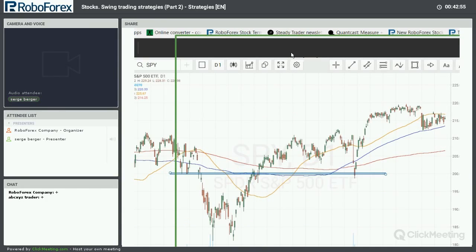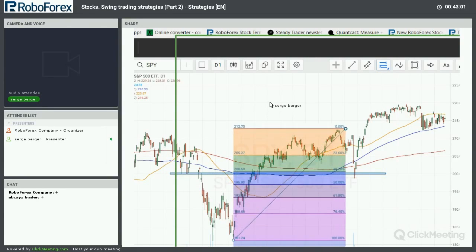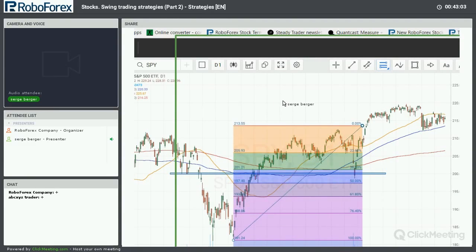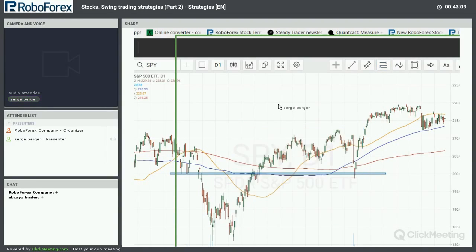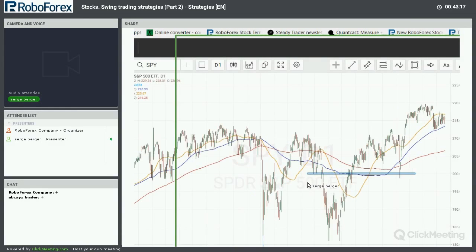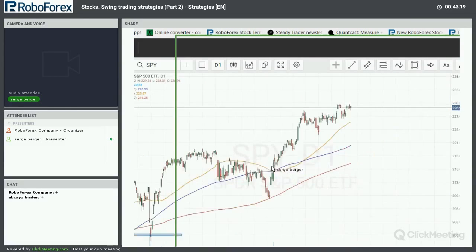In addition, if we take our Fibonacci tool, we take the lows here to the highs, you will see that we retraced an exact 38.2%. That's a Fibonacci number and important support. So we have three things come together, and of course price ultimately, which was a strong bullish reversal. Let's look at the next example.